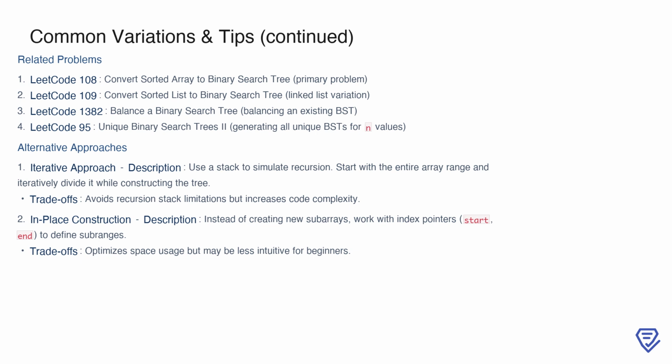In terms of alternative approaches, you could consider using an iterative method. Here, a stack is used to simulate recursion, dividing the array iteratively while constructing the tree. While this avoids hitting recursion stack limits, it tends to make the code more complex. Another alternative is in-place construction, where you define subarray ranges using index pointers like start and end rather than creating new subarrays. This approach is more space efficient but might be less intuitive for those new to the problem.